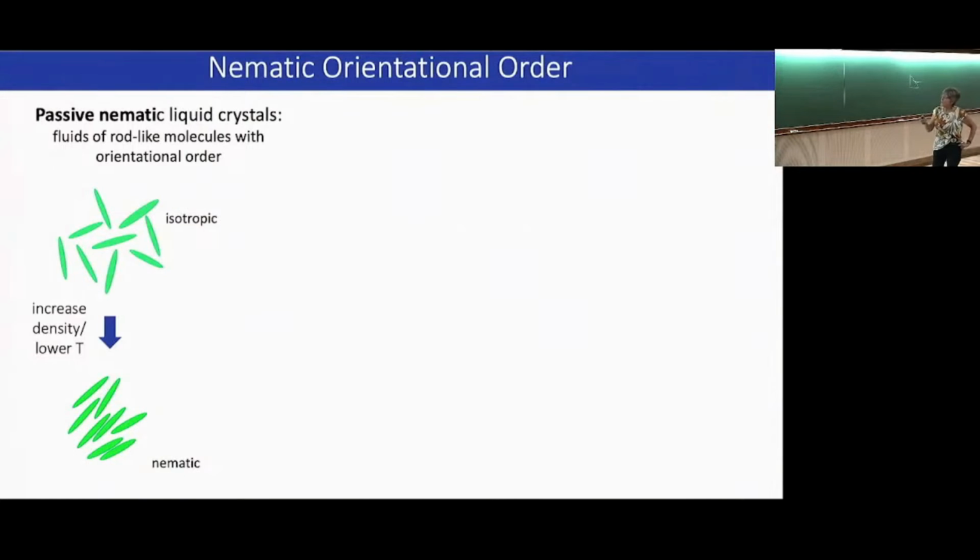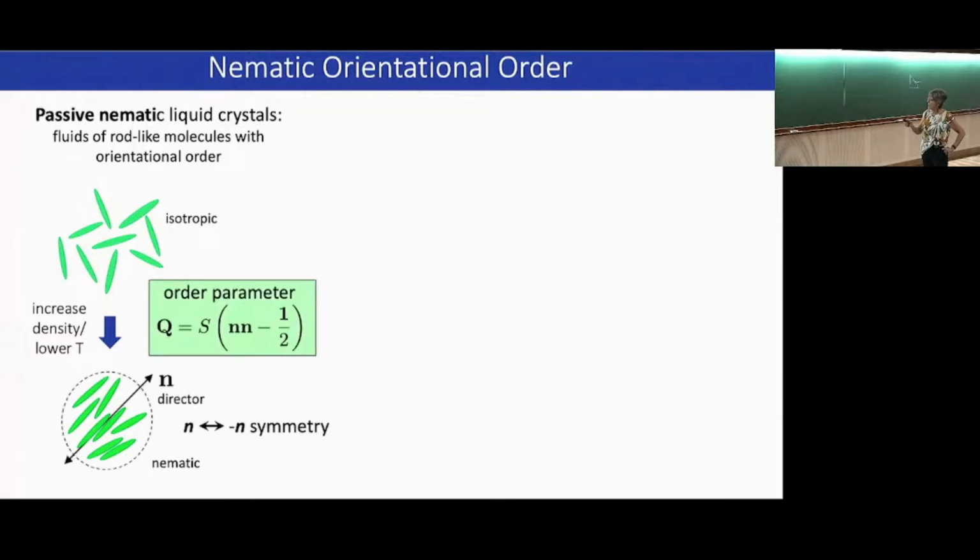So this audience probably everybody knows about passive nematic liquid crystals, fluids of rodlike molecules that can order, going from an isotropic to a nematic state. The nematic transition is characterized by an order parameter, the Q tensor, whose magnitude, the largest eigenvalue, controls the magnitude of the order, and the director, which has this n to minus n symmetry, which dictates the properties of the material.